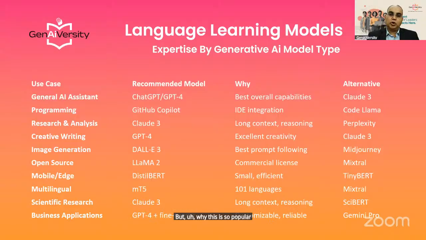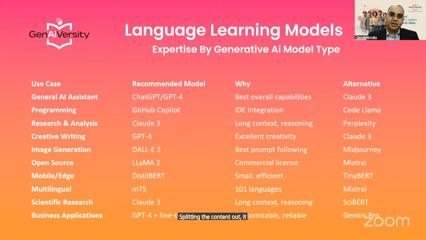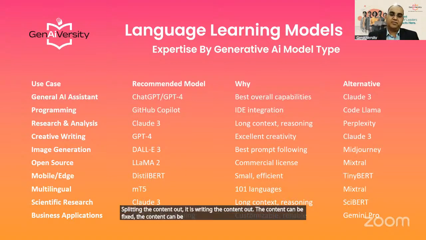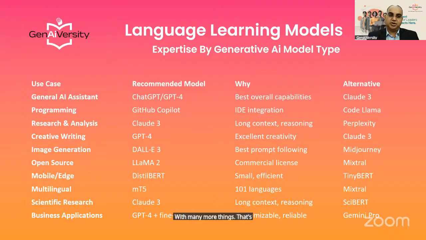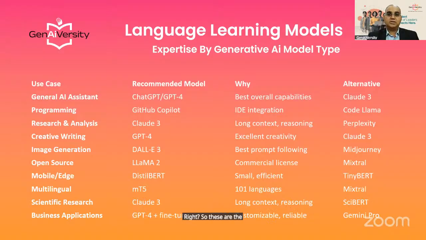Because it's not only the analysis and insights, it is now spitting the content out. It is writing the content out. The content can be text, audio, video, and many more things. That's where image creation, creative writing, research analysis, and programming come in. So these are the different AI models, language learning models by generative AI, by each model type.